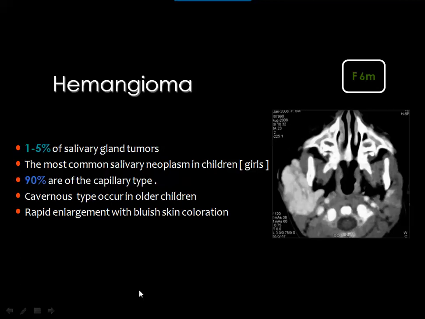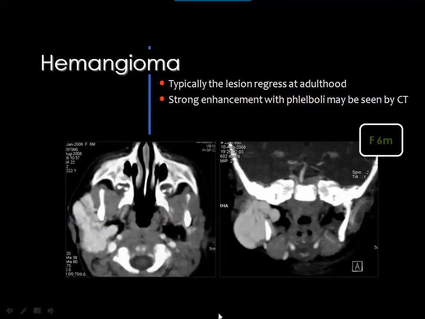sarcoma. And hemangioma is one of the known tumors affecting mainly the parotid gland, and is seen usually in children. And 90% are of the capillary type, meaning that it is an infiltrative type. Cavernous type occurs in adults or older children. The lesion is rapidly enlarging, and it may be associated with bluish discoloration of the overlying skin. But you know that hemangioma is a vascular lesion, and this lesion is strongly enhanced after injection of contrast medium.